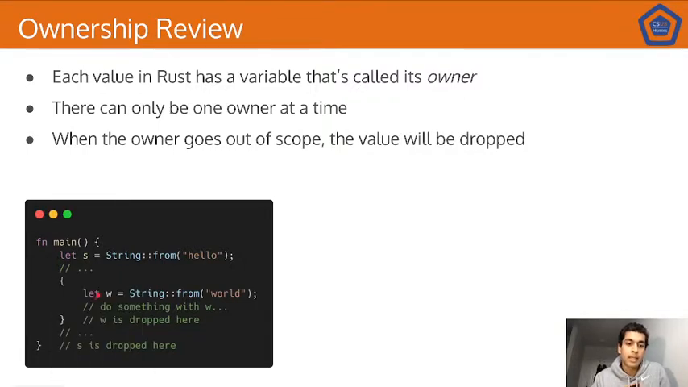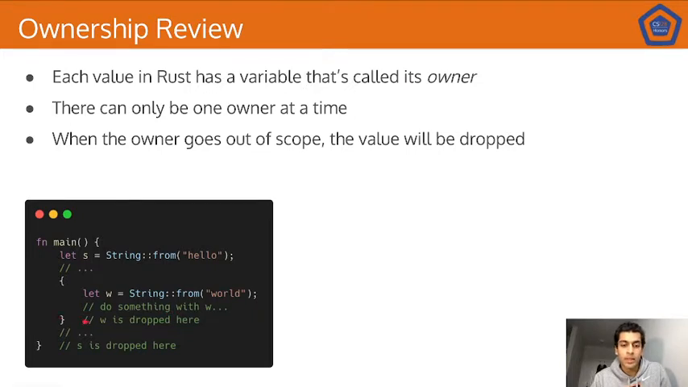Here we have a variable s. s owns this string hello. So when we declare String::from("hello"), variable s enters scope, and again, s owns this string hello. And then we're going to do something with s, whatever it may be. Then we enter a new block of scope, right? And in this block of scope, we're going to declare w, so w enters scope, and w owns this string world. And we again do something with w, and at the end of this block of scope, w is dropped.